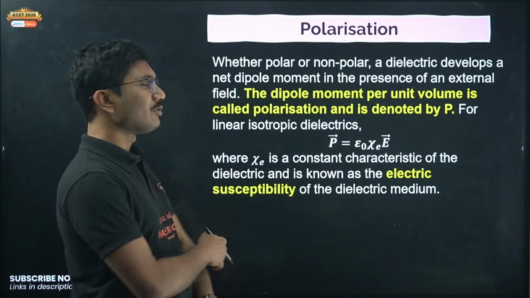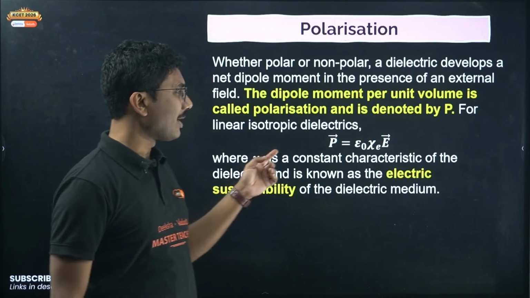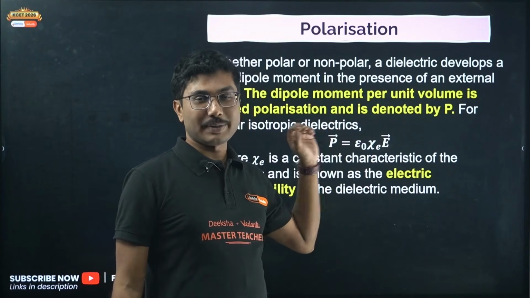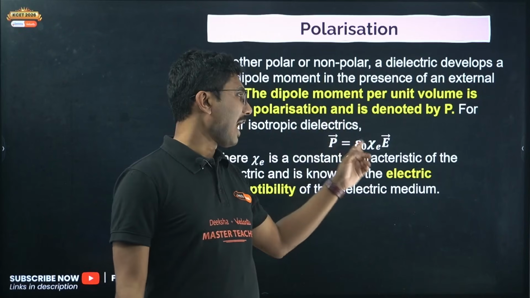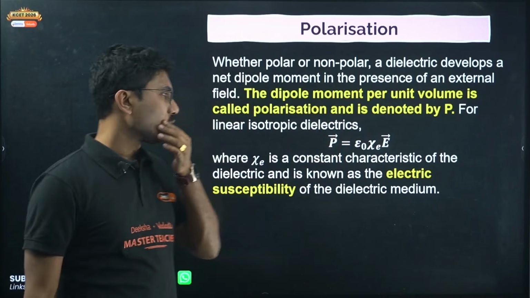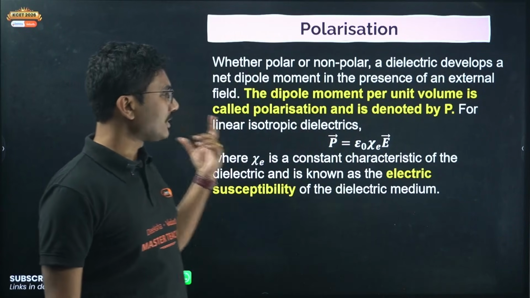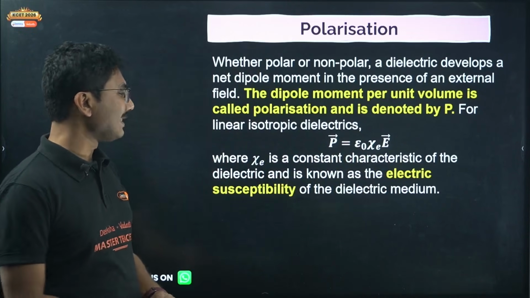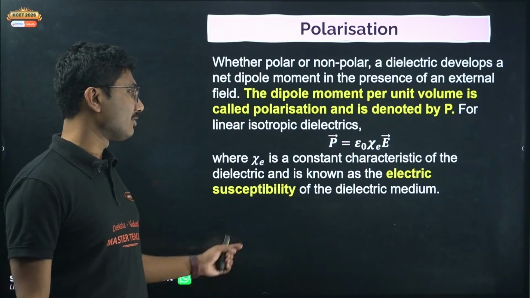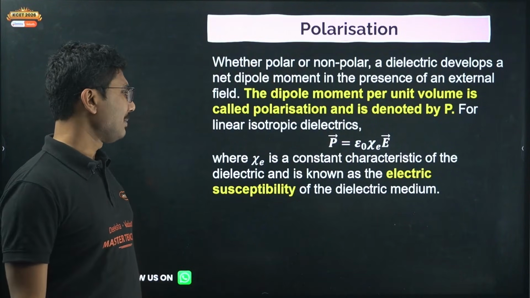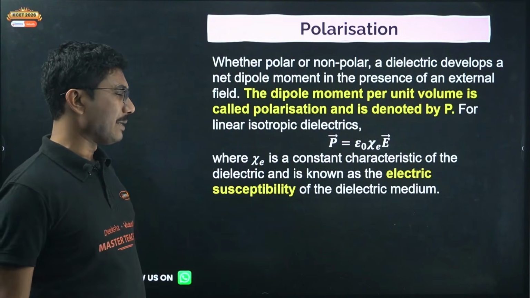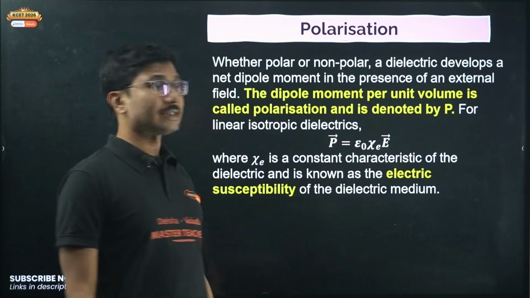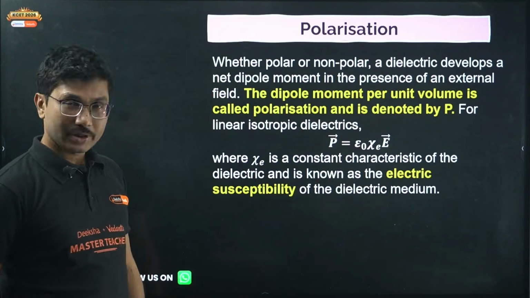So for a linear isotropic dielectric, the polarization is defined by epsilon naught chi e, chi e into E. Okay, spelling is chi. Where chi e is a constant characteristic of the dielectric and is known as electric susceptibility. This is called electric susceptibility of the dielectric medium. It's a dimensionless quantity. Electric susceptibility is a dimensionless quantity.